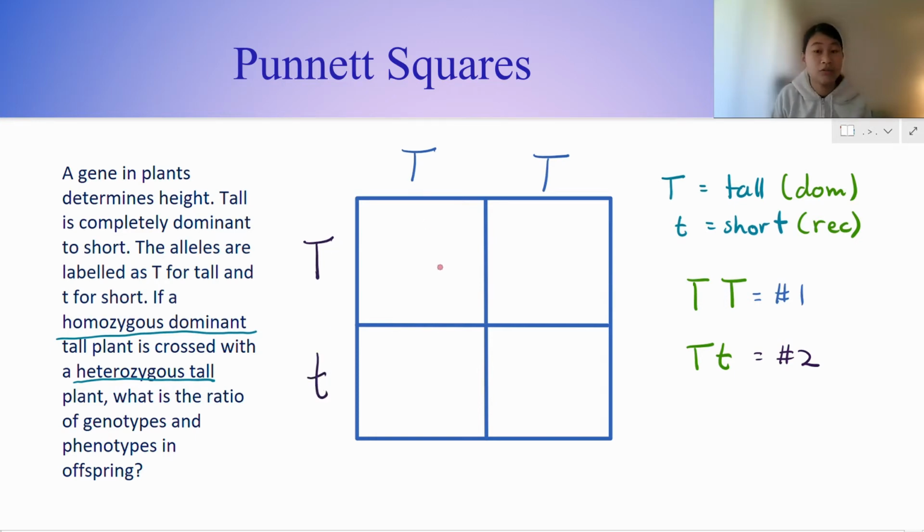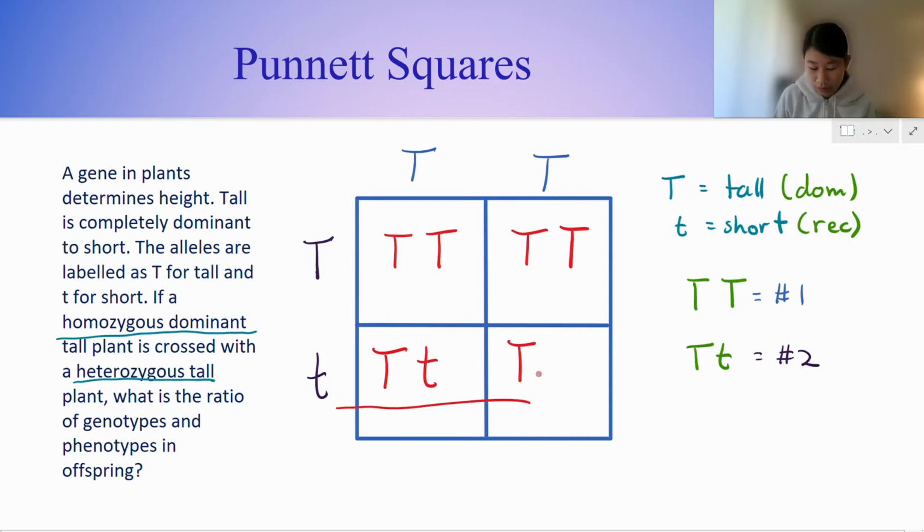Now it's time to find the offspring's genotype. For this first box, the vertical part is large T and the horizontal part is large T. For the next one, we have big T and big T. For this one, the vertical part is big T and the horizontal part is little t. For this fourth one, we have the vertical part as large T and the horizontal part as little t. So these in red are going to be the genotypes for these offspring.